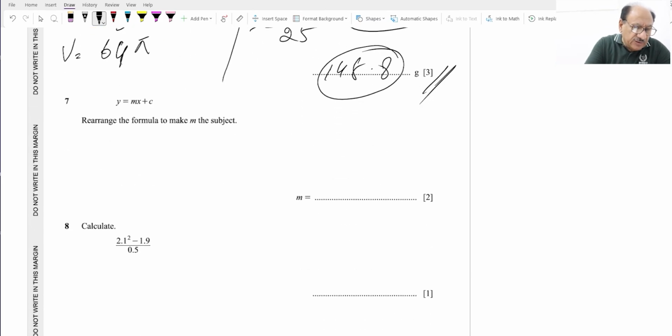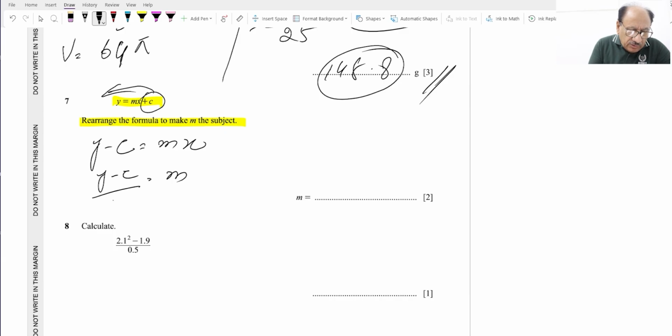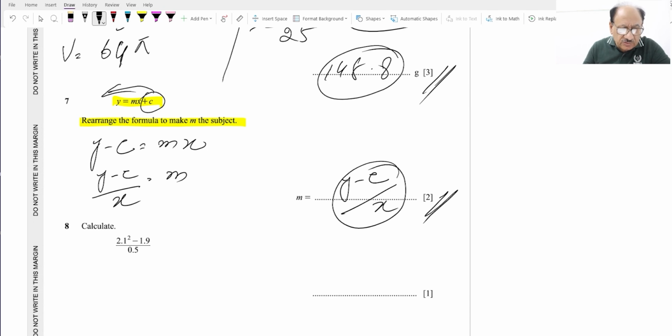Question number 7 says y is equal to mx plus c. Rearrange the formula to make m the subject. So m we need to make subject. First we will shift c to the other side, and this will be y minus c is equal to mx. Now further we can shift x also to the other side. So m is equal to y minus c over x, and this is basically our answer, y minus c over x, and this will be a 2 marks answer, which is done.